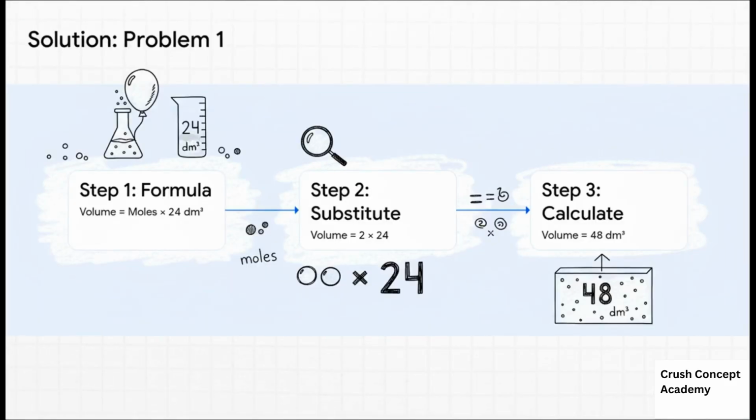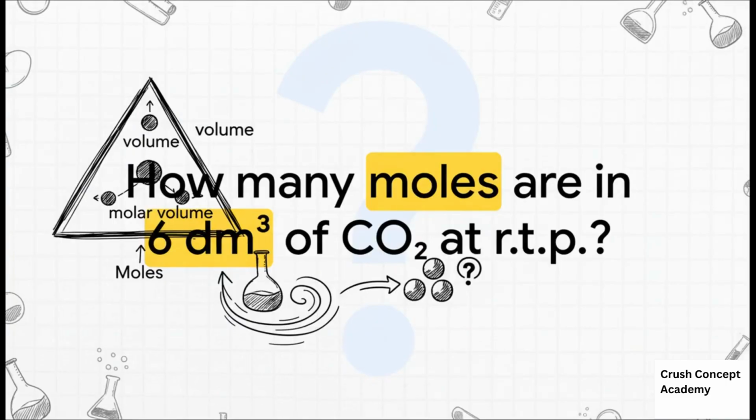Okay, look here. Step 1 is always to write down the formula. Volume equals moles times 22.4. Step 2, we just plug in the numbers, so that's 2 times 22.4. And step 3, you just do the math. Punch it into your calculator and you get 44.8 liters. See? Simple as that.